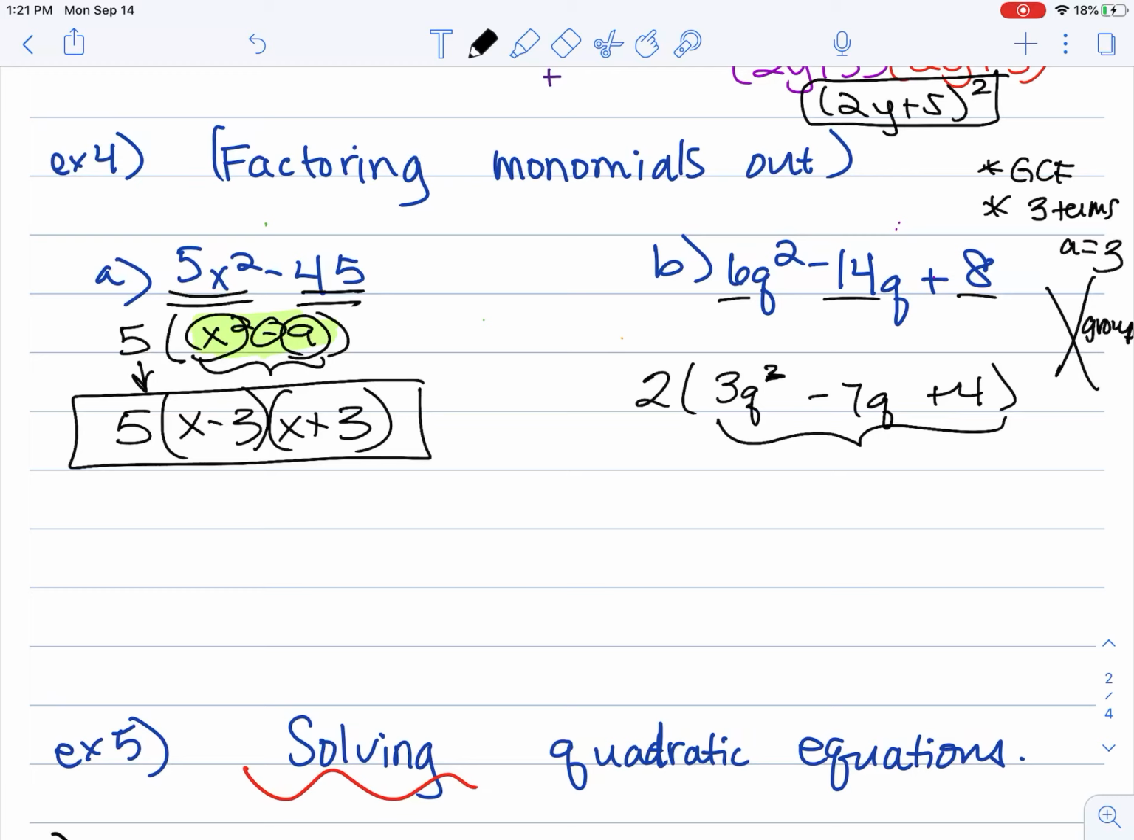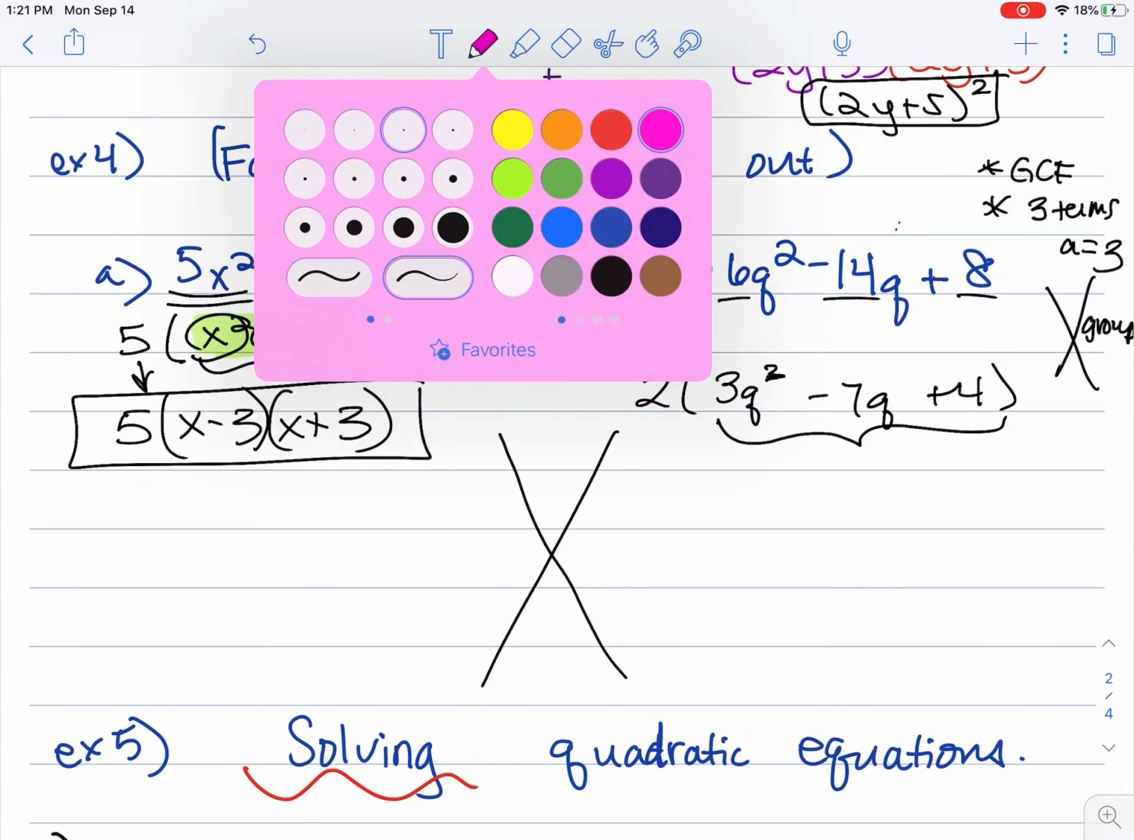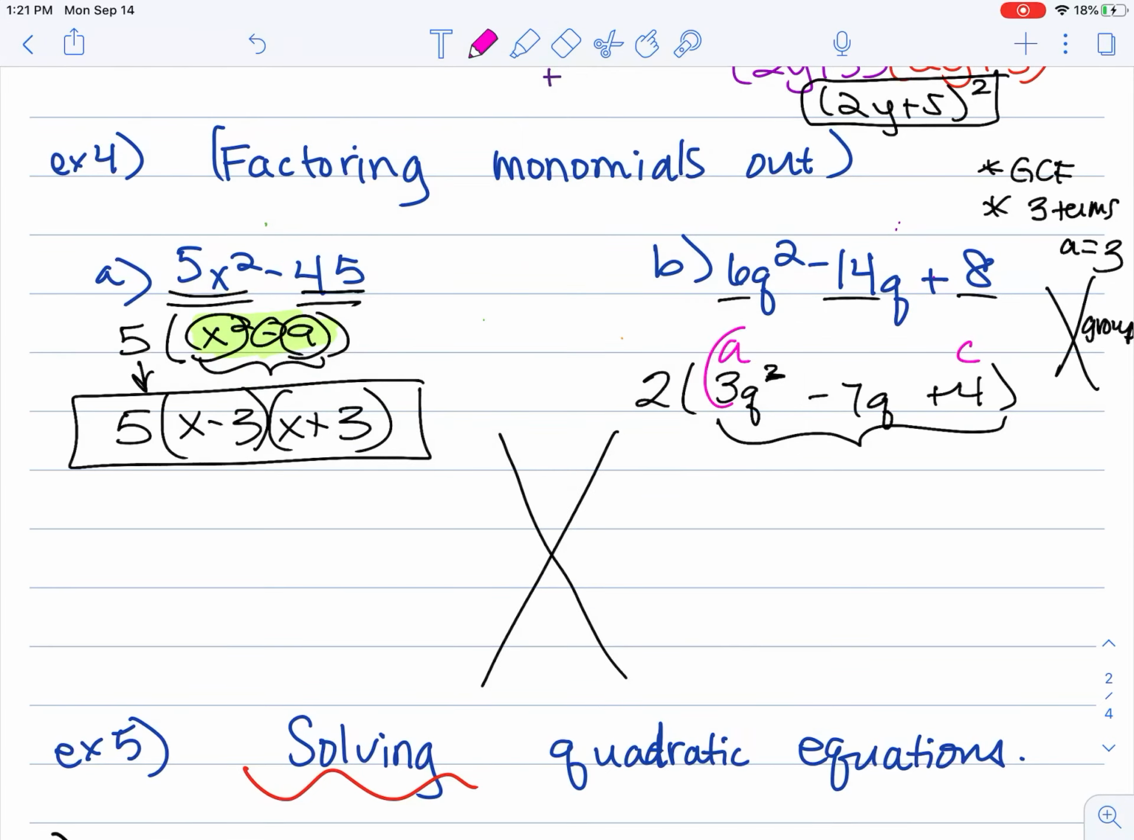And for this X grouping, we're going to multiply those values of A and C at the top. So remember, this is A, and this is C. 3 times 4 is 12. That goes on top. The middle term, B, goes here. What multiplies to 12 and adds to 7? Well, we know 3 and 4, right? But keep in mind, they both are going to have to be negative because of this negative on the 7.